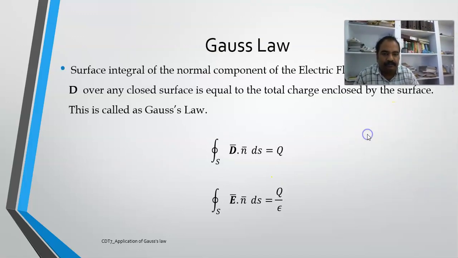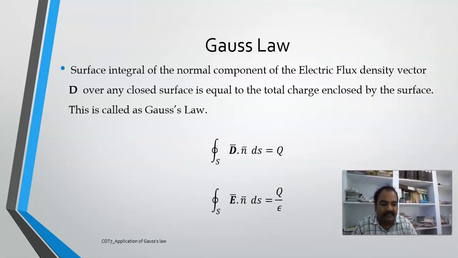As already been said, the Gauss law states that the normal component of the electric flux density vector over a closed surface, and the surface integral of it, is equal to the charge enclosed by that surface. Or in other words, this is the equation of Gauss law.